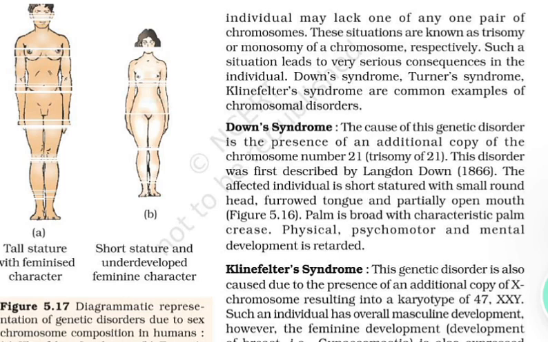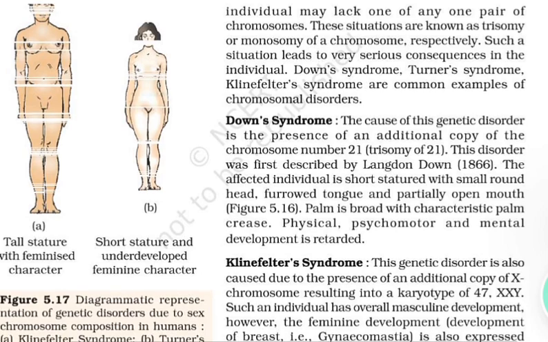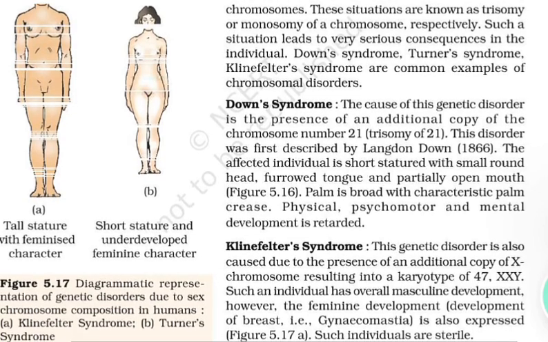Trisomy किसे कहते हैं? Either an additional copy of chromosome may be included in an individual, इसे कहते हैं trisomy. और monosomy कहते हैं either an individual may lack one of any one pair of chromosome. Correct? Clear? Such a situation leads to very serious consequences in the individual. Down syndrome, Turner syndrome, Klinefelter syndrome are common examples of chromosomal disorders.